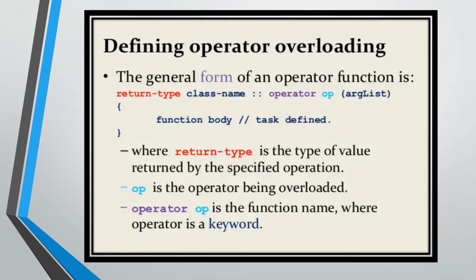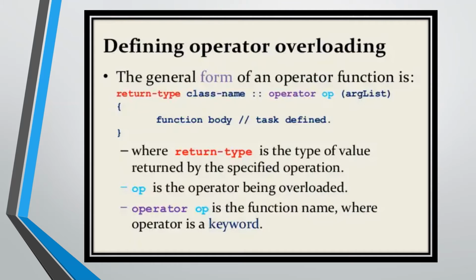Next, OP is the operator that will be overloaded. For example, addition, subtraction, multiplication, division, whichever operator we are going to overload, we have to put here. Then operator. Operator is nothing but a keyword, so we compulsorily have to write this operator keyword here. Then in the function brackets we have to write the argument list. How many arguments we are going to pass for this function, that we have to define inside.